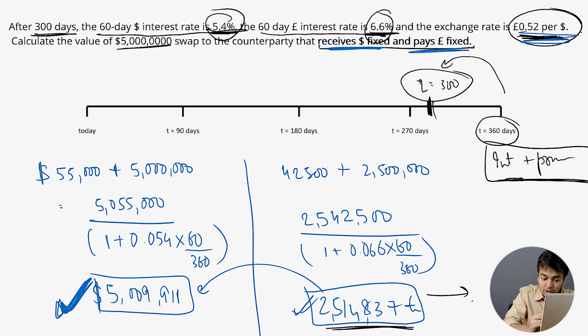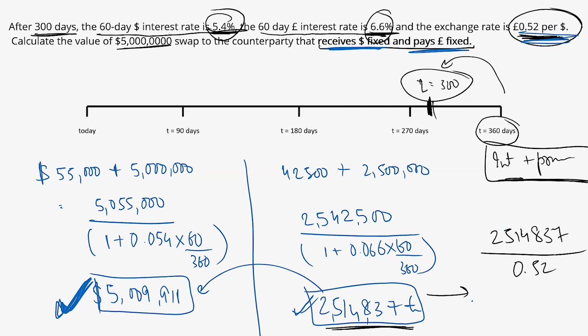So to convert pounds into dollars, the amount will get bigger. So we'll be dividing this number, 2,514,837, by 0.52, the existing rate that we have. So let's do that. That is 4,836,224, or 225 rather. Alright, this is the amount that we have gotten in dollar terms. Now both the amounts are in dollar terms. This is the amount the party that we are asked about in the question is receiving, and this is the amount that the party is paying.